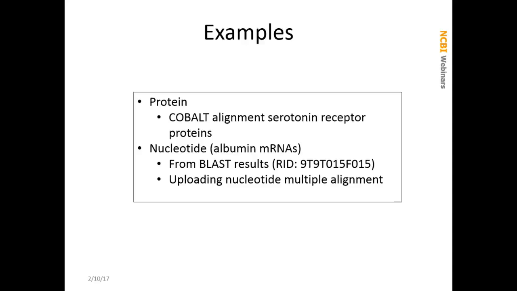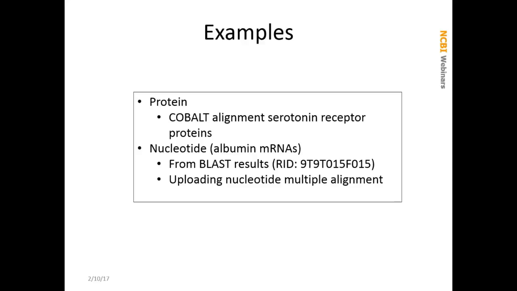I'm going to align them with COBALT and just use the embedded viewer to demonstrate some things. For the nucleotide sequences, I'm going to start with a BLAST result for mammalian albumin mRNA sequences. I'm going to load those into the viewer. Then I'm going to take the same sequences, that I've made a multiple sequence alignment with, and upload that into the viewer to talk about some differences between those two things.